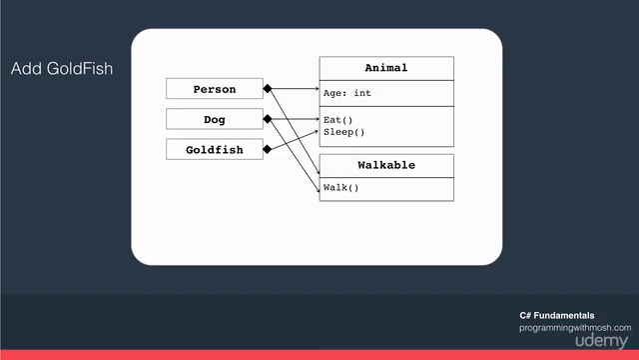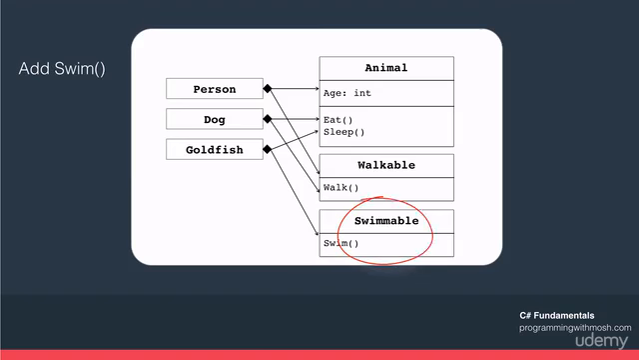Now let's say we would like to give our goldfish the ability to swim. So we can create a new class called Swimmable, which has a method called swim. And then we create a composition association between Goldfish and Swimmable. Again, none of the classes in the system have been modified. Tomorrow we can introduce a new class called Duck. A duck is an animal, it can walk and it can swim. So again, we can create a composition between Duck, Animal, Walkable and Swimmable without any impact on Person, Dog and Goldfish.